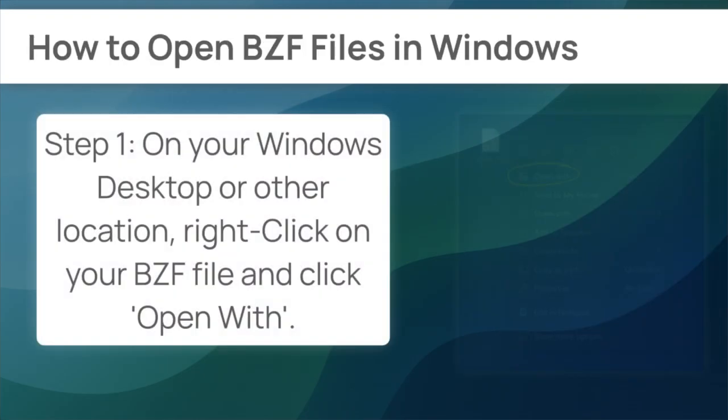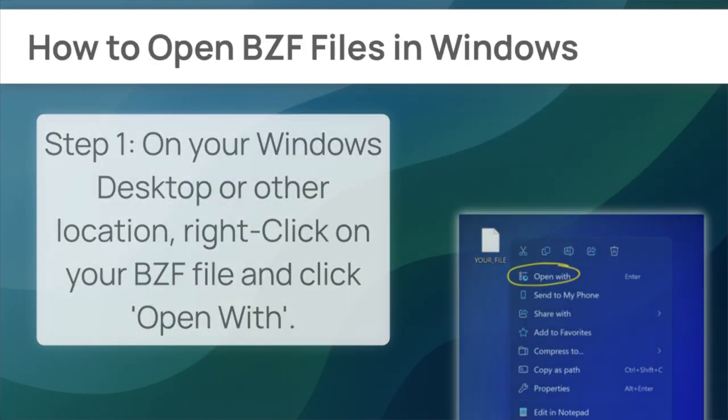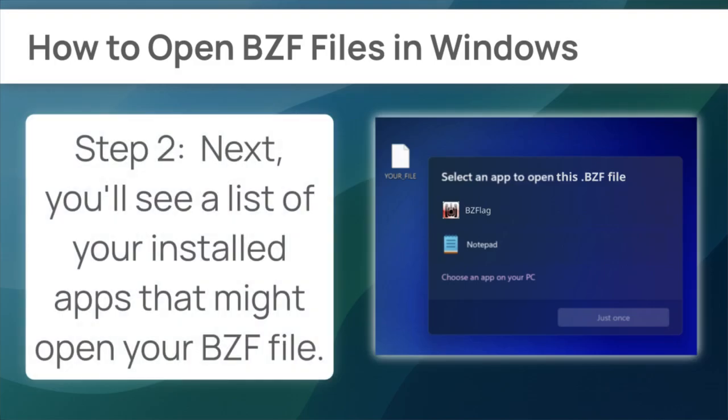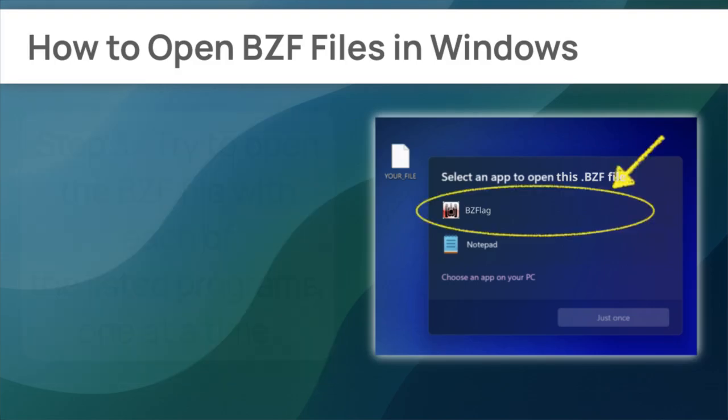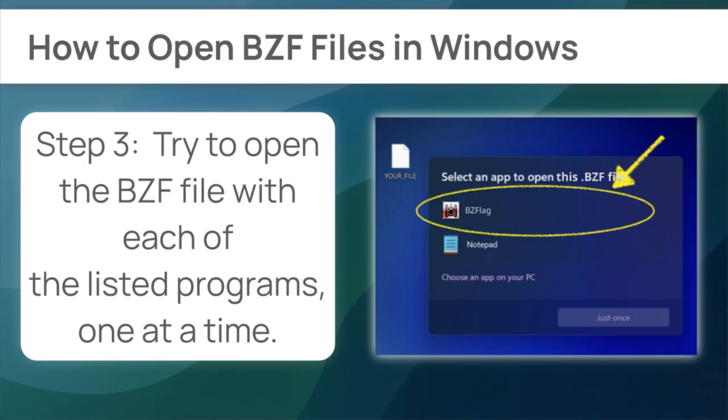To open this specific BZF file, right-click your file and select Open With. If BZFlag is available, use that first. If it's missing, choose another program. Don't worry if it takes a few attempts to find the right software.